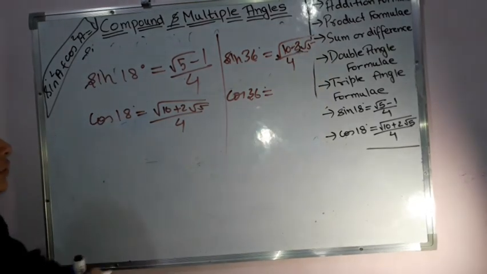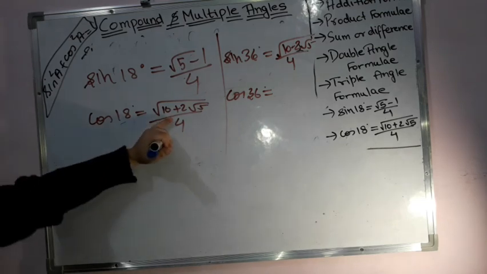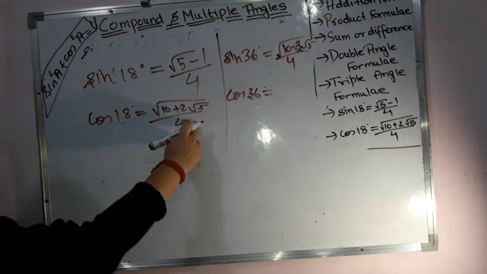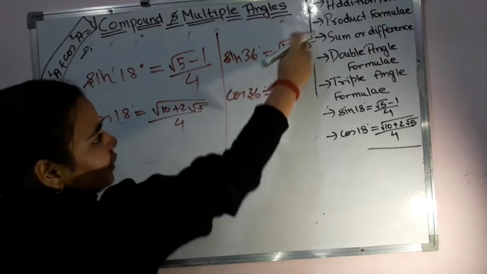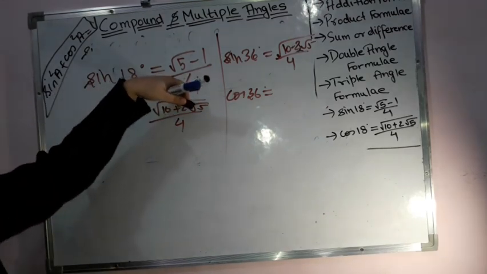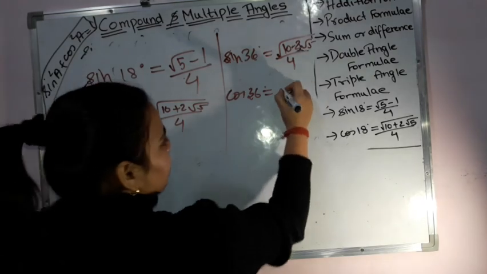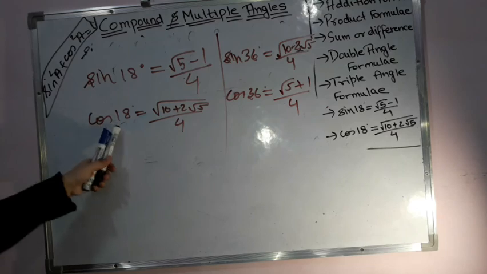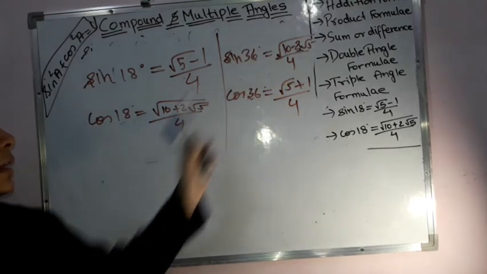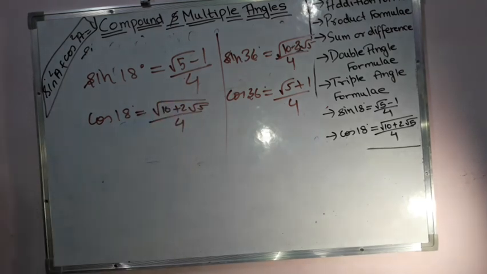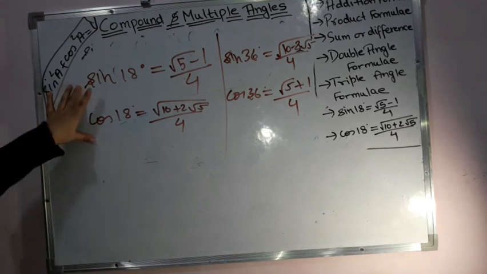See, just two values you have to learn, because cos of 18 was plus over here, then sine of 36 will become negative. That means under root of 10 minus 2 root 5 by 4, and sine of 18 was root 5 minus 1 by 4, so cos of 36 will become root 5 plus 1 by 4. So these two you can learn, and based on them, diagonally they are related with the opposite sign, you can get the others.